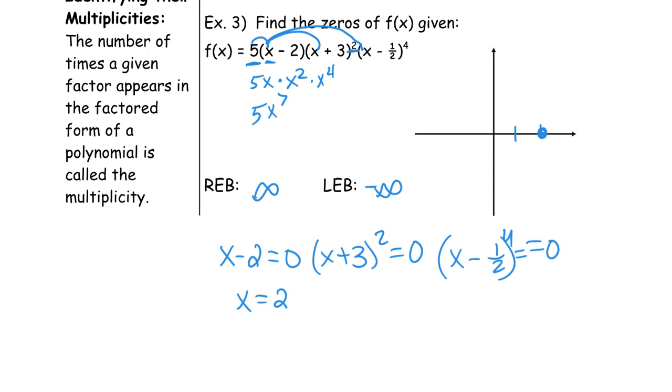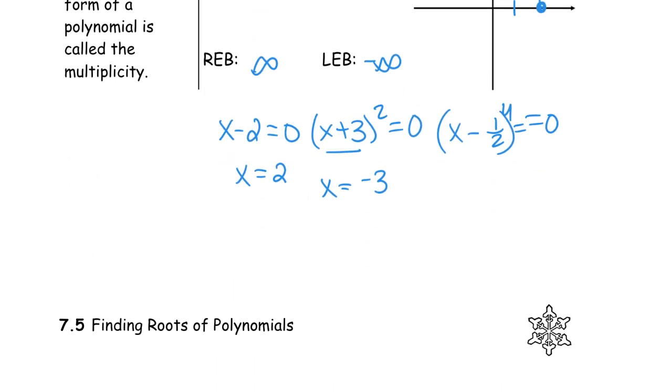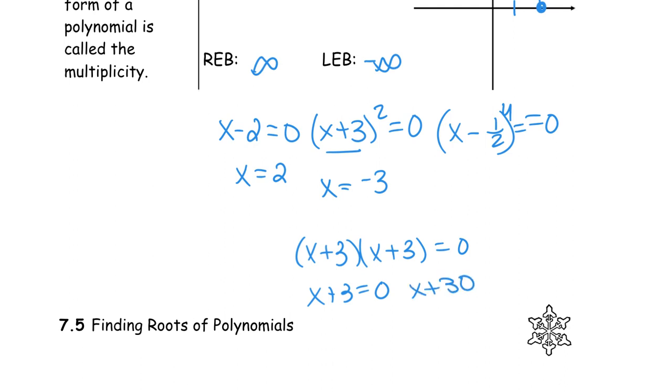The next one, do you agree this is going to be x equals negative 3? It just means I'd have x plus 3 equals 0, x plus 3 equals 0. But it's going to occur 2 times, right? Because what I'm saying is I have x plus 3 times x plus 3, and they equal 0. So that's x plus 3 equals 0, and x plus 3 equals 0, right? So in other words, the root occurs twice. So this is a multiplicity of 2, which means at that root, it's going to bounce like a quadratic does and go the other direction.